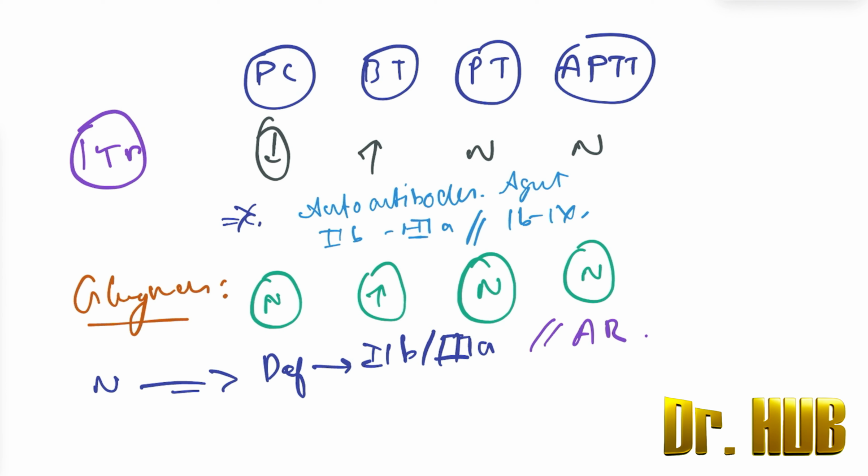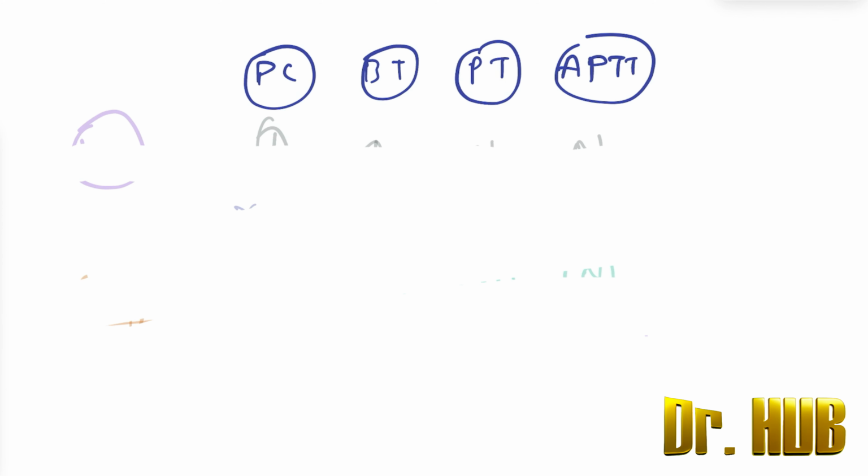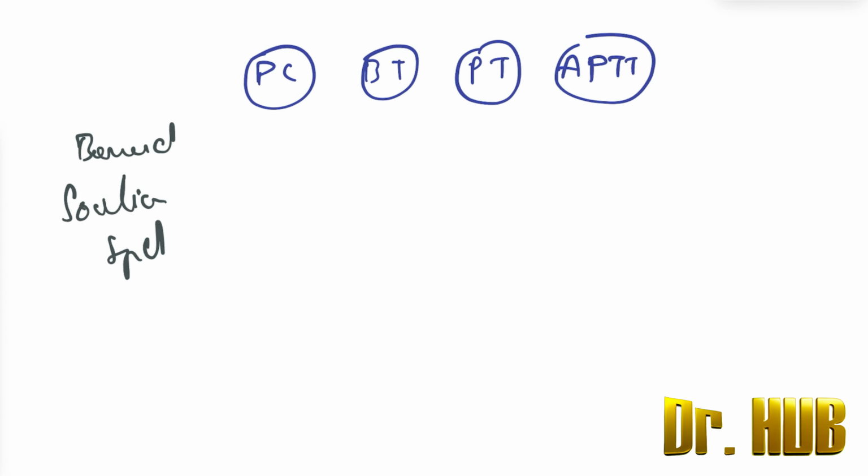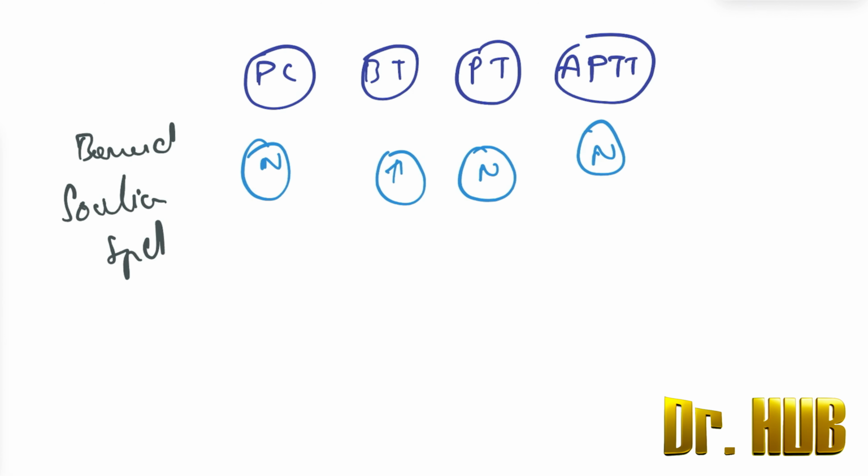Now we move on to BS syndrome. What is known by BS syndrome? That is Bernard-Soulier syndrome. In Bernard-Soulier syndrome, the platelet count remains normal and the bleeding time is increased. Till now, everywhere the bleeding time was increased. The PT remains normal, and the APTT is again normal. So the condition is very similar to that of Glanzmann thrombocytopenia.